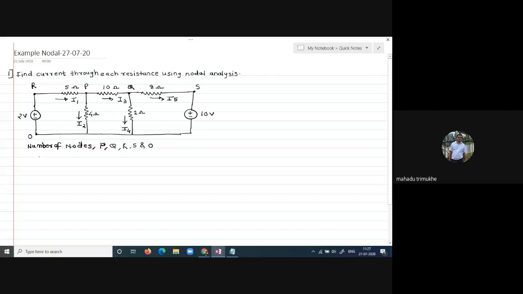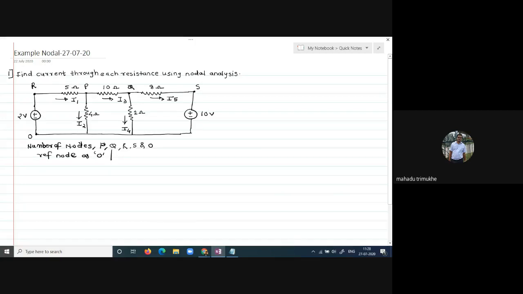We have to choose the reference node as O. Okay, which are the independent nodes present in this electrical network? For node R we already know the voltage is 2, and the voltage across node S is known, that is 10 volt. Only two independent nodes are present in the electrical network: one is P and another is Q.